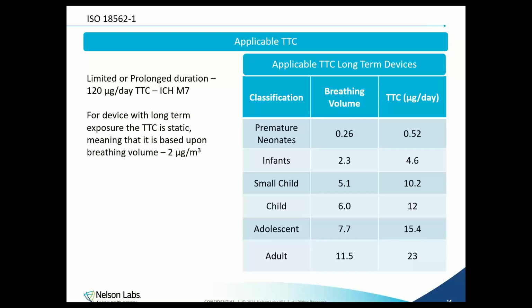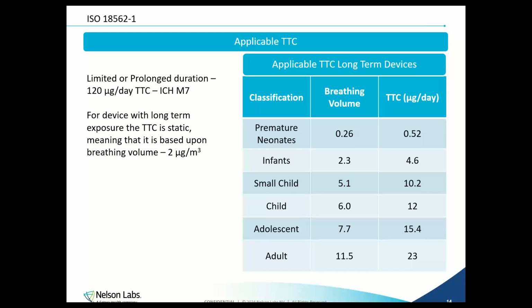Dealing with the threshold of toxicological concern, this may seem a little easier and more straightforward. For devices that have limited or prolonged contact duration, the 120 microgram TTC from ICH M7 will be used. For devices with long-term exposure, the applicable TTC will be derived based upon the breathing volume. In this case, for a device that may be used across all patient categories, there would be up to 6 different TTCs that are derived.